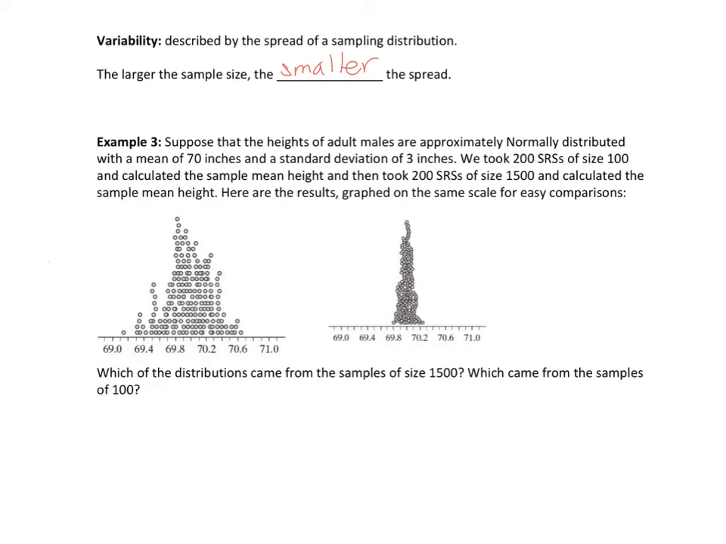So I asked you which came from the samples of size 1,500 and which came from the samples of 100. Go ahead, take a guess on your own. You can pause if you would like to. So hopefully you figured out that the one on the right is the bigger sample size, and the one on the left is the smaller sample size. The way that we know that is because the one on the left is more spread out, and the one on the right is less spread out.